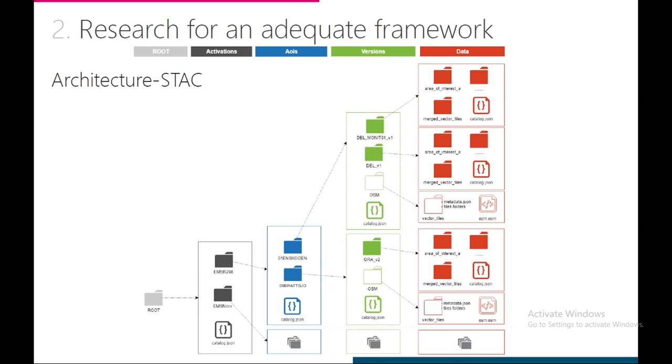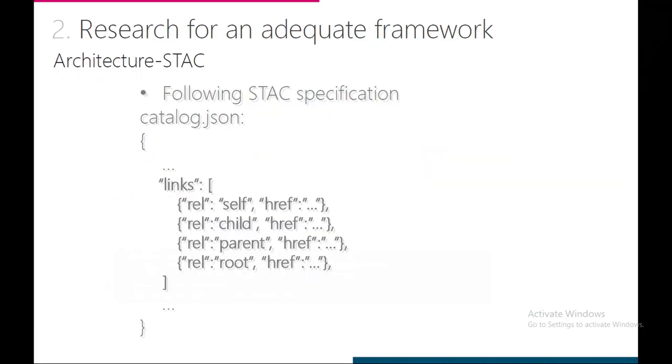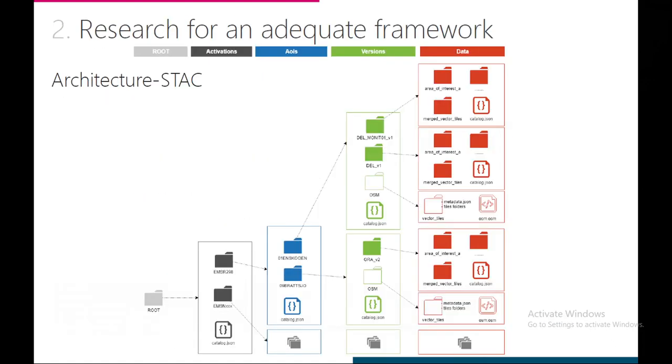As we have said, what we have in first place is the folder structure. We put the folders there, and then we distribute the data. And finally, once the folder is in place, we produce the catalog JSON. This catalog JSON, you can see it here, has the structure that follows the STAC specification, with the links for the child, the parents, and the root. So you can go up and down the folder structure.